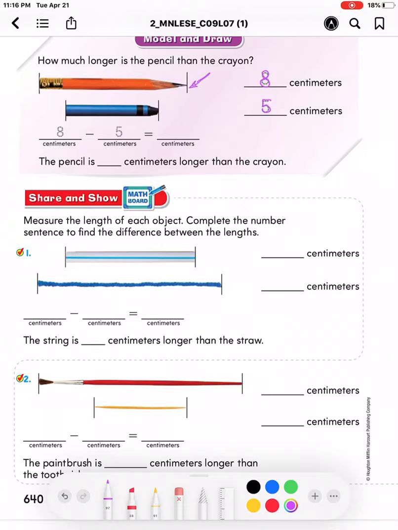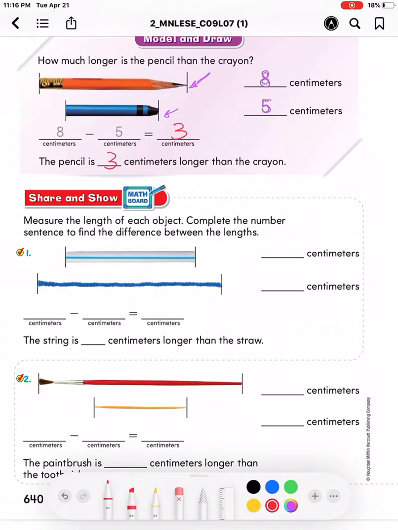Now we need to know how much longer is the pencil than the crayon. So we are going to subtract. Excellent. We are going to say 8 minus 5 equals what? Good job. Equals 3, of course. So the pencil is 3 centimeters longer than the crayon. Good job. As you can see here, this is not a new idea for us, since we did the same with the inch in chapter 8, and also we compared lengths many times before.